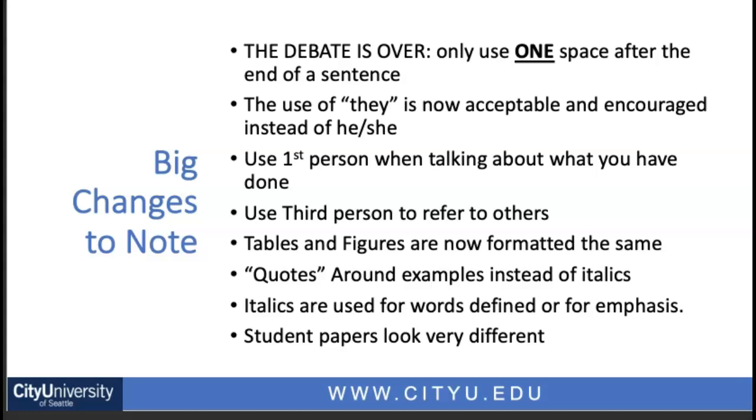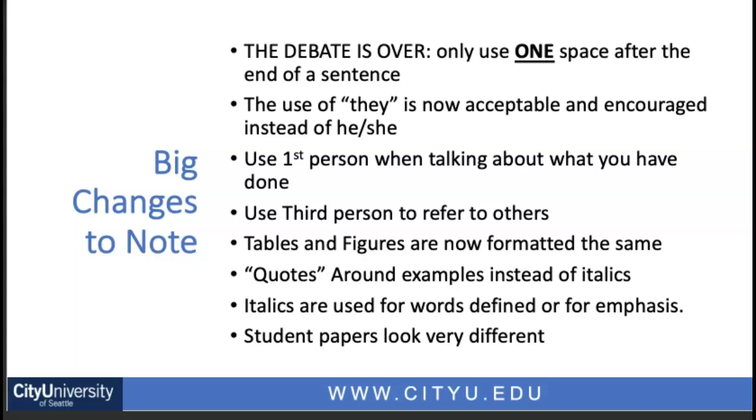Okay, so there are some big changes in APA 7.0. Most of them have been designed to make things more simple. They finally ended the debate over one or two spaces. Two spaces was designed for publishers to make it easier to see on the printed page. However, it has now been decided that one space is a better version, and so now one space it is.